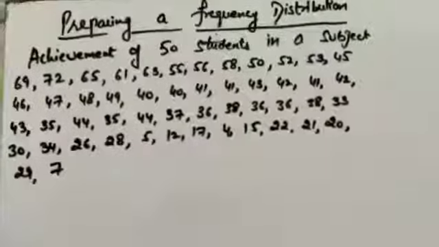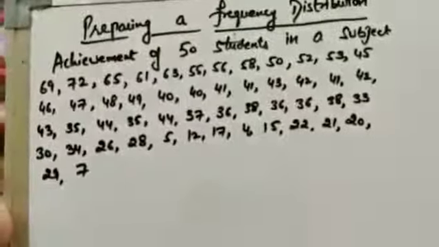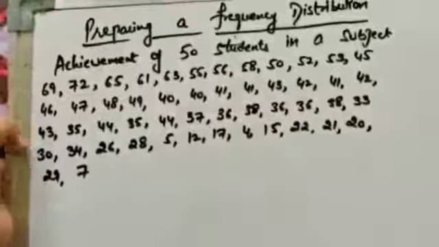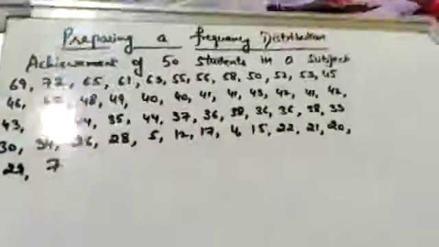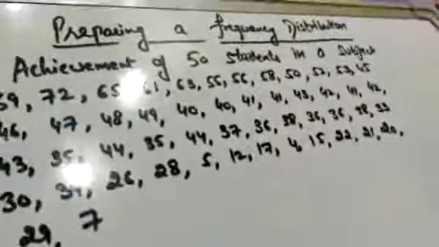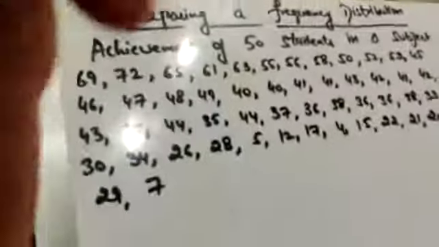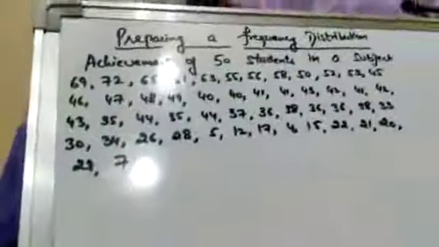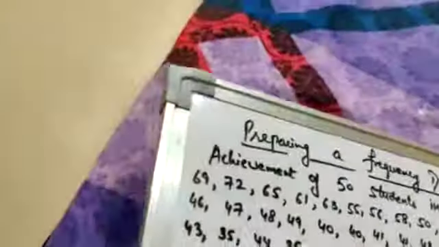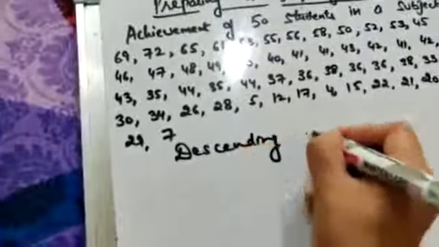Firstly, we will arrange the data, whatever data is given to us, in ascending or descending order. I have written here data of 50 students. Let's arrange it in descending order. In one line, I have written marks of 12 students. Now I am going to arrange it in descending order.